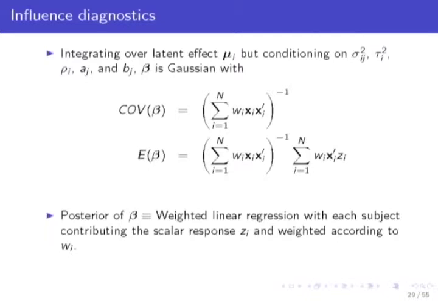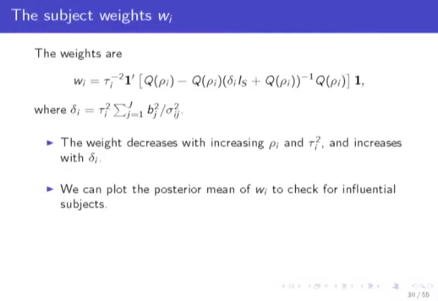So if you integrate out the latent effect mu i and condition on sigma ij squared, tau i, rho i, aj, bj, you get these expressions: the expected value of beta is this and the covariance of beta looks like this. So the posterior of beta is nothing but a weighted linear regression with each subject contributing a scalar response zi and weighted according to wi. So I have every subject zi, made up of the type of response, and then each has some weight wi. Those weights are highly varying, which I want to explore. This is the expression of the weight and the expression of delta i.